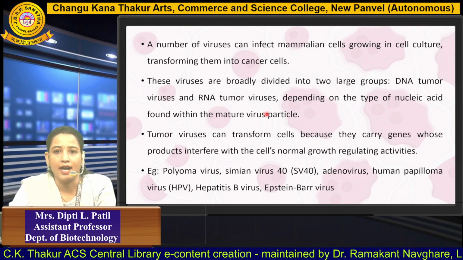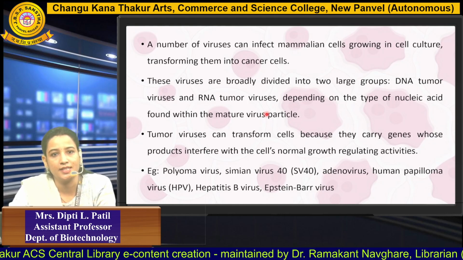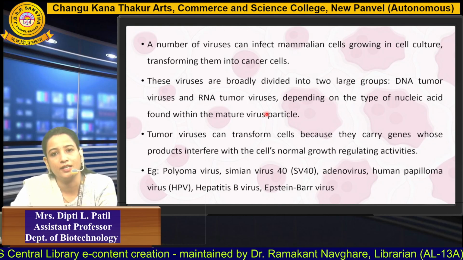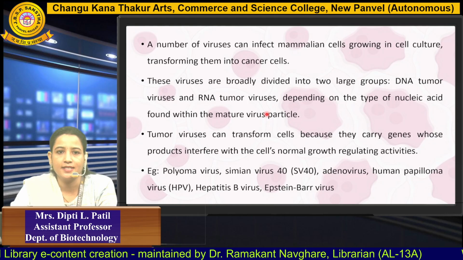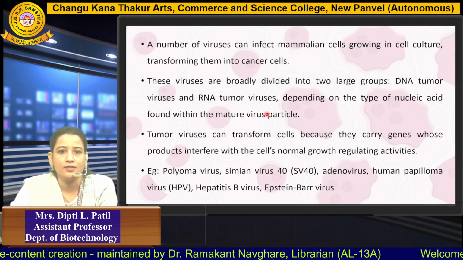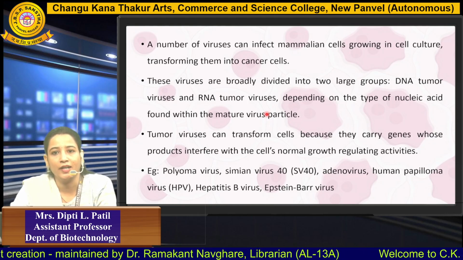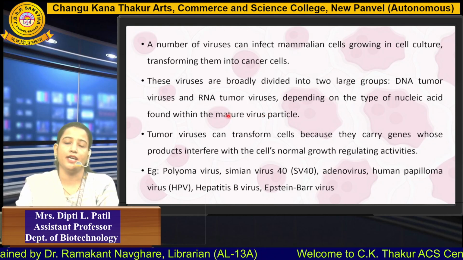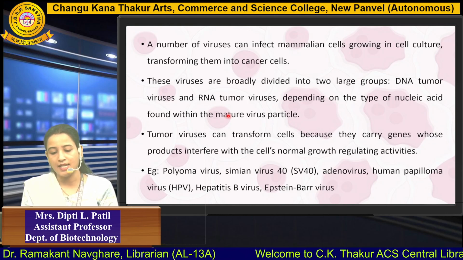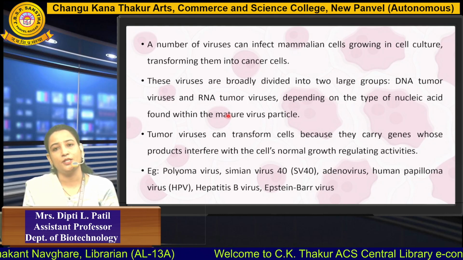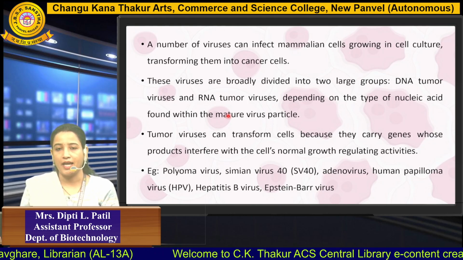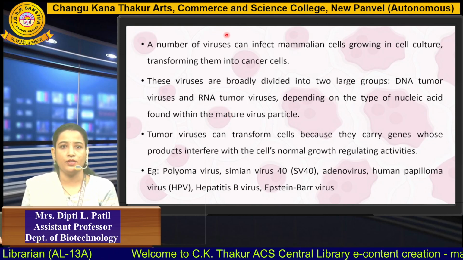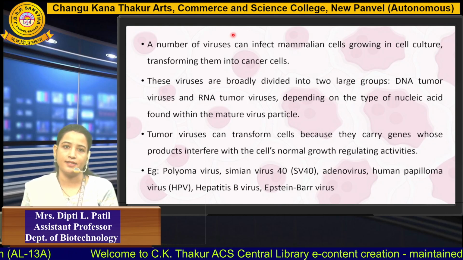And because of the alteration of the genes, this virus transforms the normal cell into the cancer cell. For example, polyoma virus, simian virus, adenovirus, human papilloma virus, hepatitis B virus, Epstein-Barr virus. So these are the different viruses which are responsible for causing the cancer, or we can say transformation of the normal cell into the cancer cell.